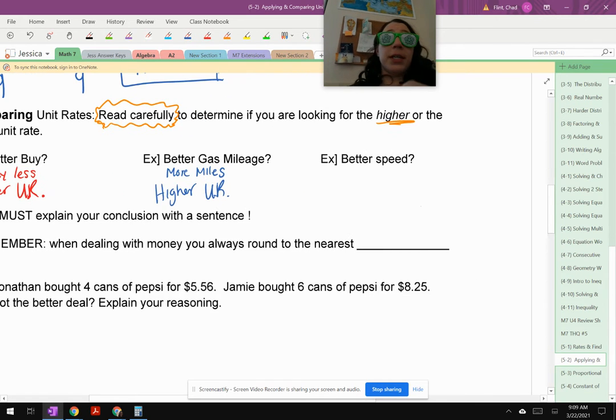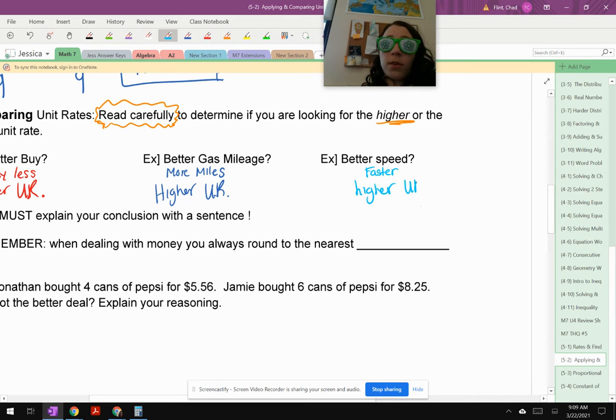Ooh, and a better speed. What about the better speed? How fast you're going, how many miles per hour, how many miles per minute, kind of a thing. If you're looking for the better speed, you want the faster, which would be the higher unit rate, right? You'd rather be going 5 miles per hour rather than 2 miles per hour. 5 miles per hour is the faster or higher speed.